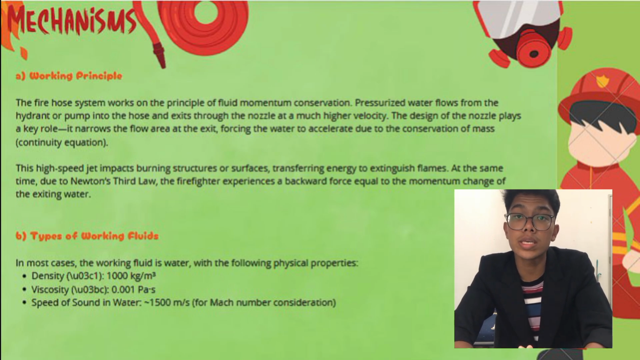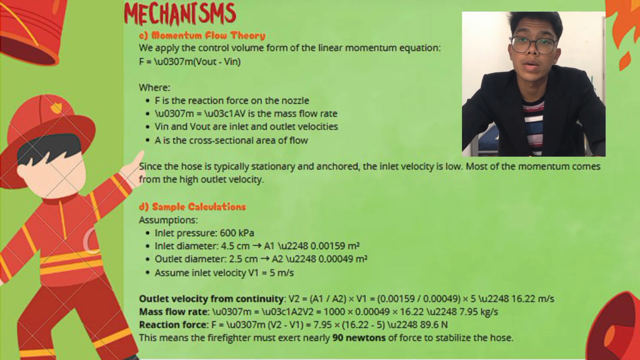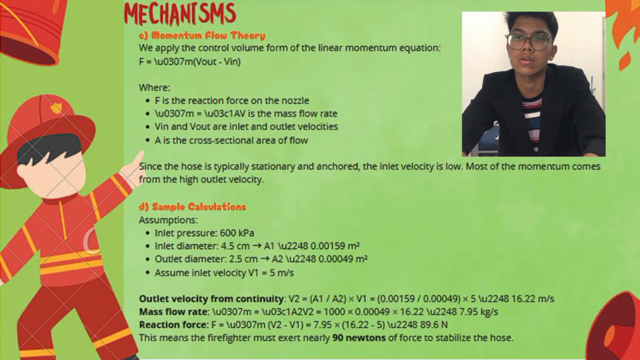Now, let's look at the working fluid. In this case, we're dealing with water, which has a density of 1000 kilograms per cubic meter and a viscosity of about 0.001 Pascal seconds. The speed of sound in water is around 1500 meters per second, which we use later when calculating the Mach number. Next, we apply the momentum flow equation, which tells us how to calculate the recoil force. We first find the mass flow rate, which depends on the water's density, the cross-sectional area of the outlet, and the velocity of the water exiting the nozzle.